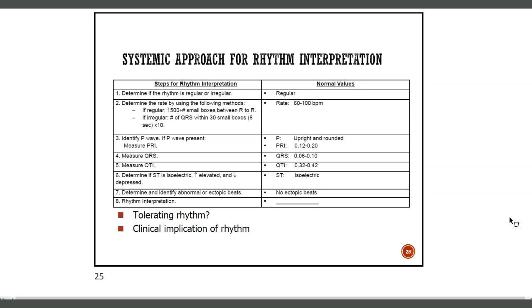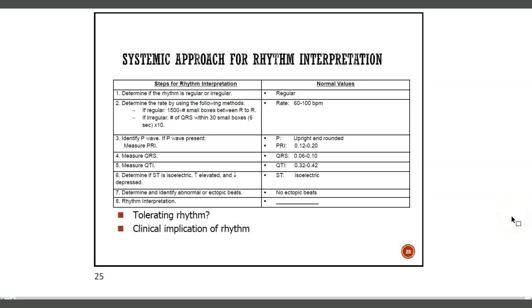Next is measuring the QRS, and the normal QRS for this specific course and program is going to be 0.06 to 0.10. But depending on the reference that you're looking at, it may actually say 0.06 to 0.11 or 0.06 to 0.12. But for this class purposes and for the duration of the program, just because of your textbook, let's just follow that the normal QRS is 0.06 to 0.10.